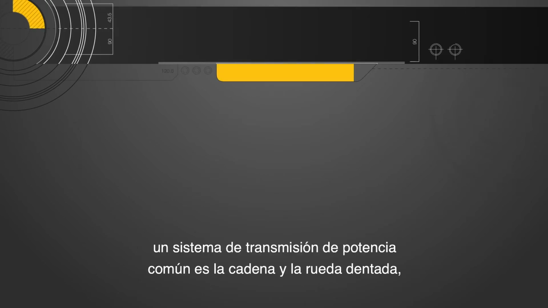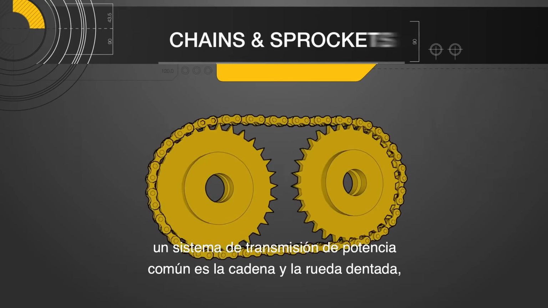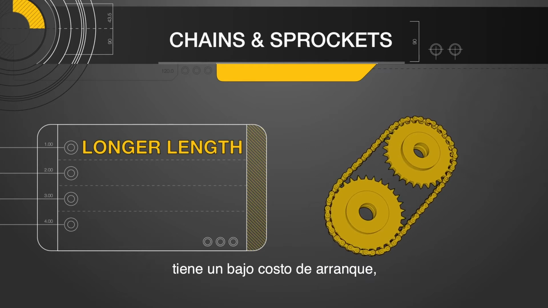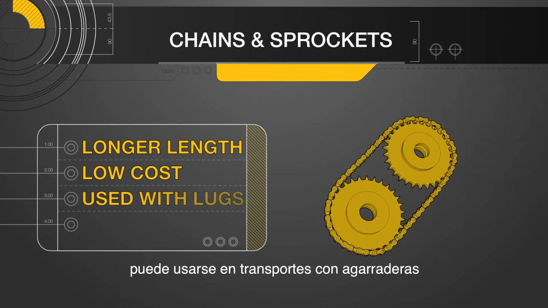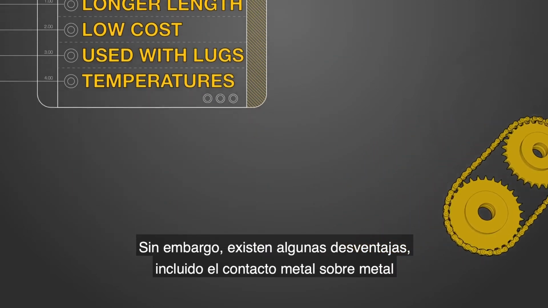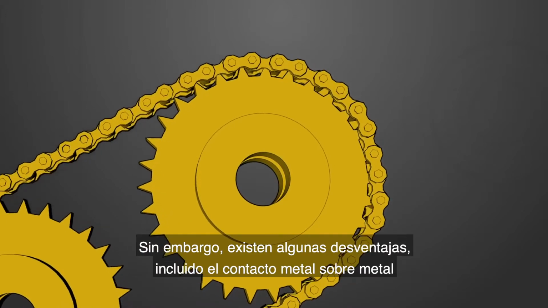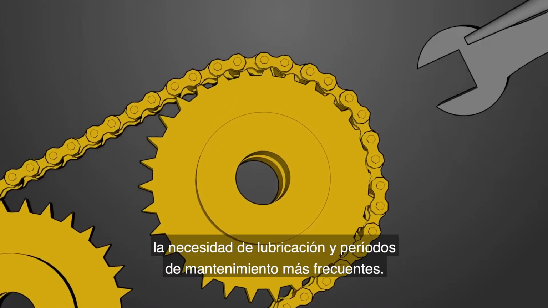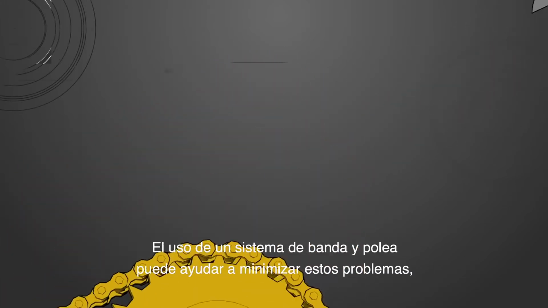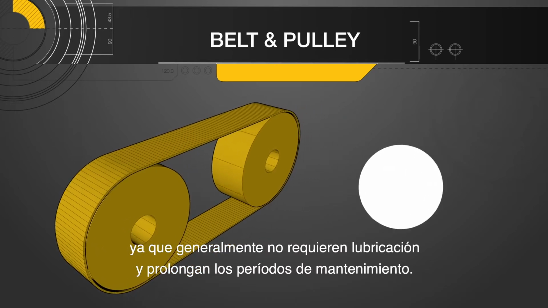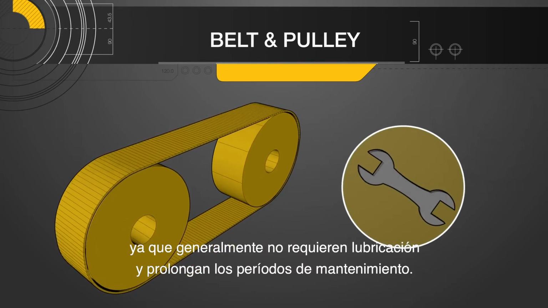With the application environment taken into consideration, let's look at the different styles of belts and the pros and cons of each. Before diving into belts and pulleys, a common power transmission system is the chain and sprocket, which works well for longer length applications by adding more links, has a low startup cost, can be used in conveyance with lugs, and works well in extreme temperature ranges. There are, however, a few downsides, including metal-on-metal contact, causing more wear and noise, the necessity of lubrication, and more frequent maintenance periods. Using a belt and pulley system can help to minimize these issues, as they typically require no lubrication and longer maintenance periods.